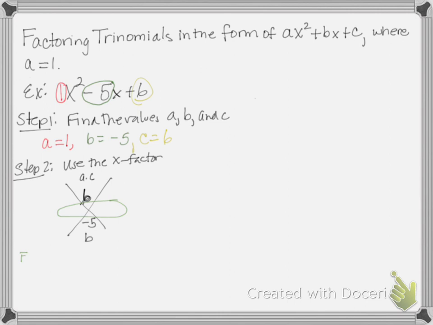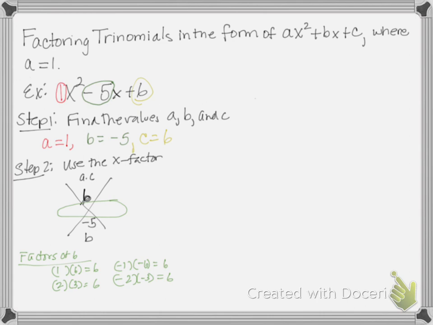So if I think about my factors of 6, I know that 1 times 6 would give me 6. I know that 2 times 3 would give me 6. I also know that negative 1 times negative 6 is going to give me a positive 6. And that negative 2 times negative 3 will give me a positive 6. So of these 4 factors, I need to know which 2 add up to negative 5.